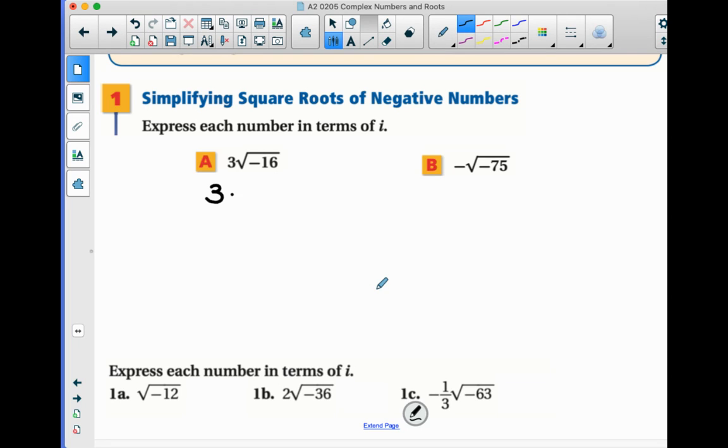We're going to break it up into 16 times -1. And you're like, oh, we got the 3 there. That's great. The square root of 16 is 4, but now we've got this square root of -1. And now we're going to call the square root of -1 i. So we're going to leave it just like that. If we simplify everything, 3 times 4 is 12 times i just gets you 12i.